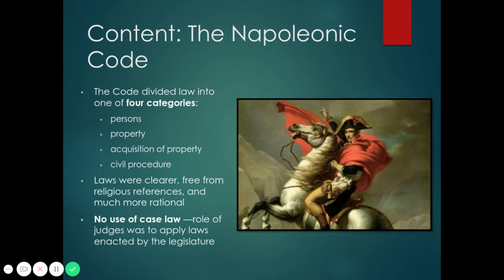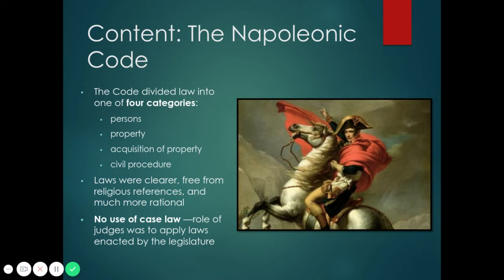The laws, as they're expressed in the code, are much more rational. There's been a huge explosion in logical and rational thinking. And by contrast to the British system, there is no use of case law. There's a really strict adherence to the idea that all judges must do is look at the legal code, and that will tell them what to do. So the law is whatever is decided by the legislature.